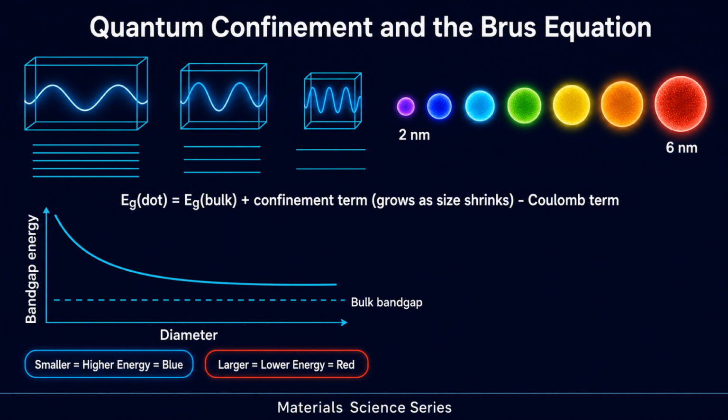A 2-nanometer cadmium selenide quantum dot emits blue light around 450 nanometers. A 6-nanometer dot emits around 620 nanometers in the orange-red. Same material, different sizes, different colors. This tunability has revolutionized display technology and enables multiplexed biological imaging, where different-sized dots can label different targets.